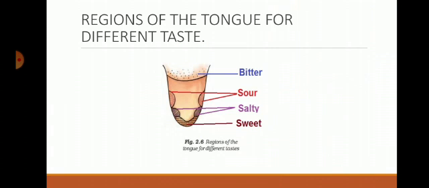Salivary glands are used for digestion. Then the tongue is used for tasting with the help of taste buds for sweet, salt, sour and bitter food. Salivary glands secrete saliva which breaks down starch into sugars.